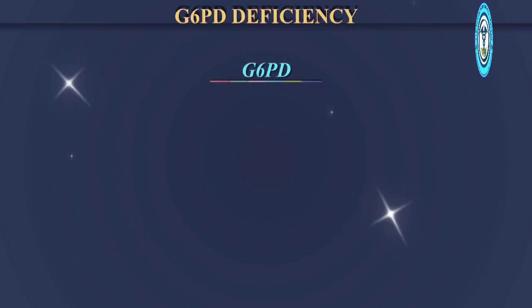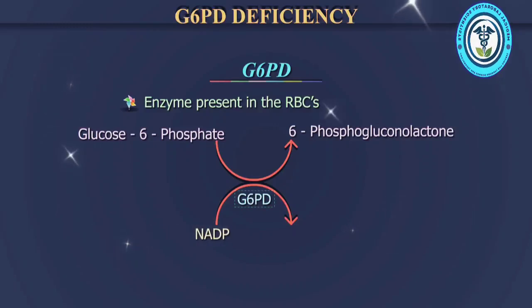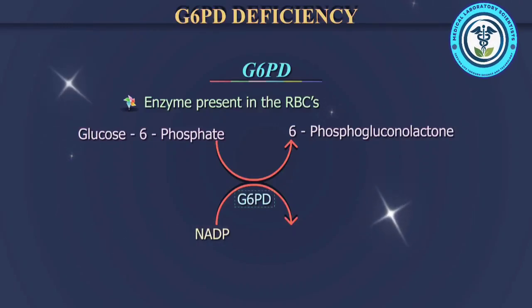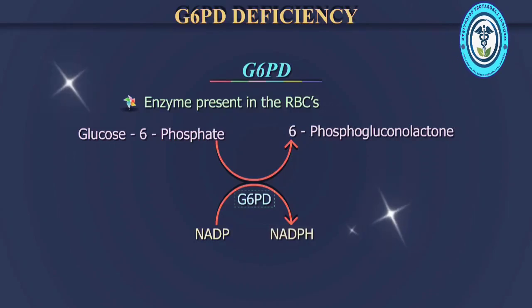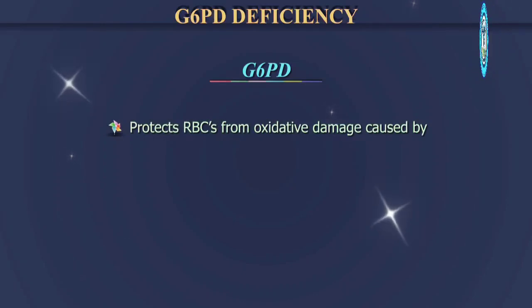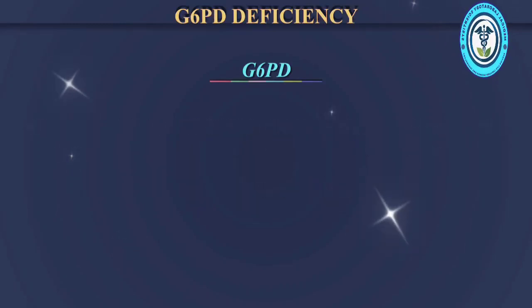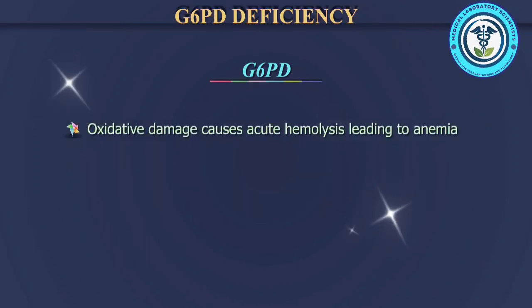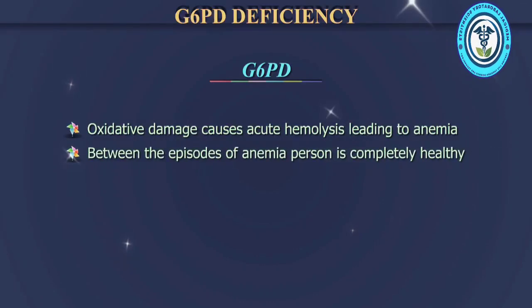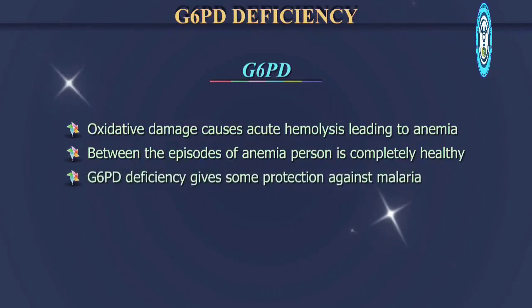What is G6PD? G6PD is an enzyme present in the RBCs, which catalyzes conversion of nicotinamide adenine dinucleotide phosphate, or NADP, to its reduced form, that is NADPH, in the pentose phosphate pathway. G6PD protects the RBCs from oxidative damage caused by certain drugs, infections, and foods like fava beans by producing the NADPH. Oxidative damage can cause acute hemolysis leading to anemia. Between the episodes of anemia, the person is completely healthy. Interestingly, G6PD deficiency gives some protection against malaria.